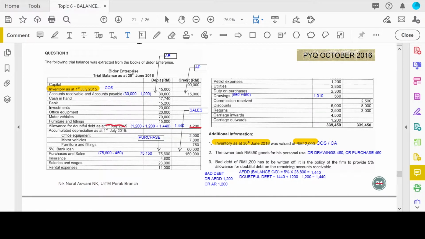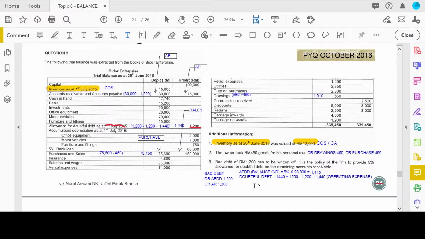If it is a positive, what did I say previously? This is an increase. So when there is an increase to the balance of allowance for doubtful debt, that will be considered as an expense in your statement of profit or loss. To be exact, it is to be put under operating expense. I hope you understand here.